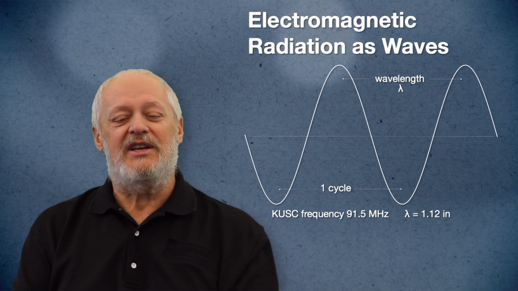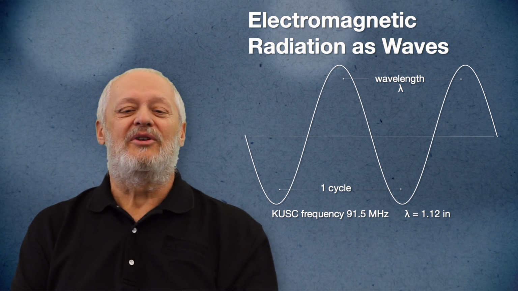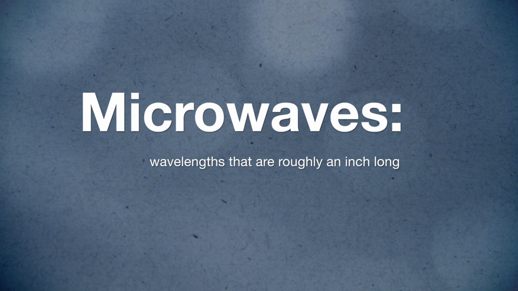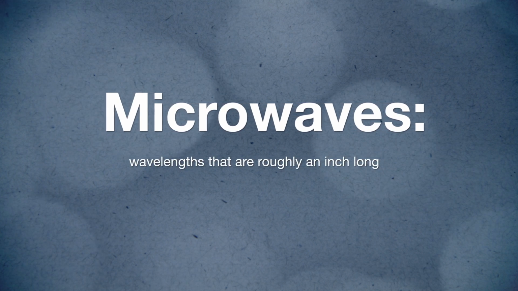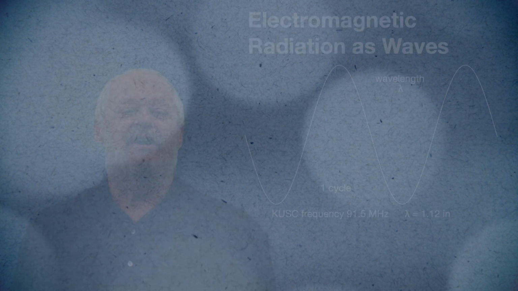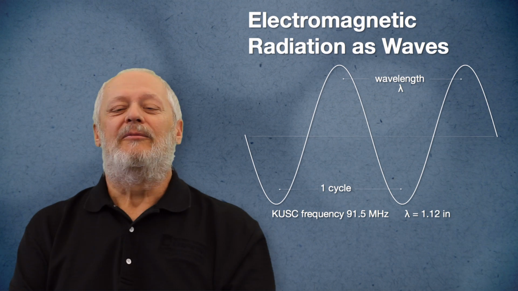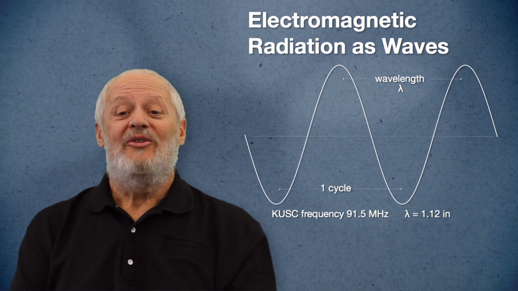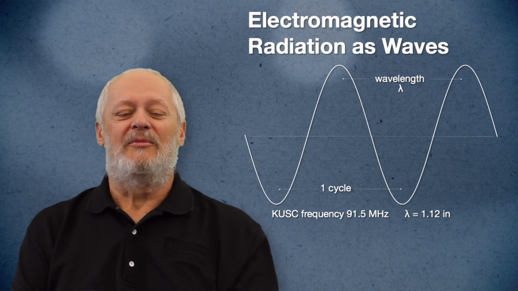As the wavelengths get shorter, we get into an area that we call microwaves. And microwaves have a wavelength that's roughly an inch long. In that dimension, we use microwaves for what? We use them for cooking, right? We have microwave ovens. We use them for telecommunications, also for radar. So we have a lot of different applications for microwaves.